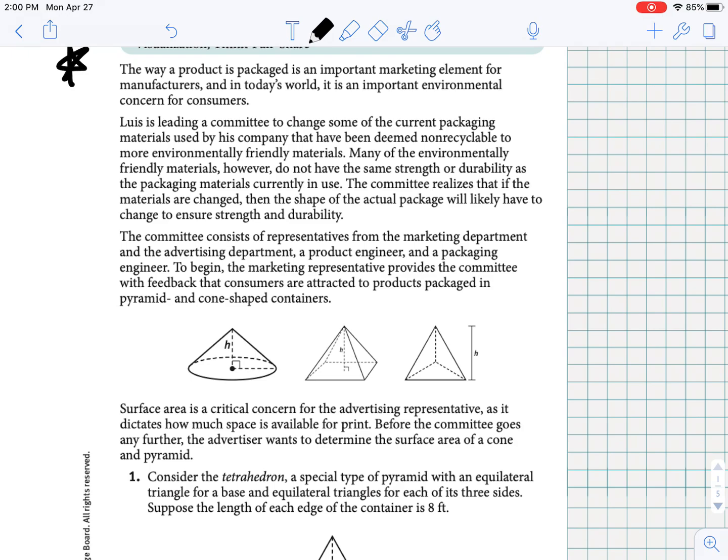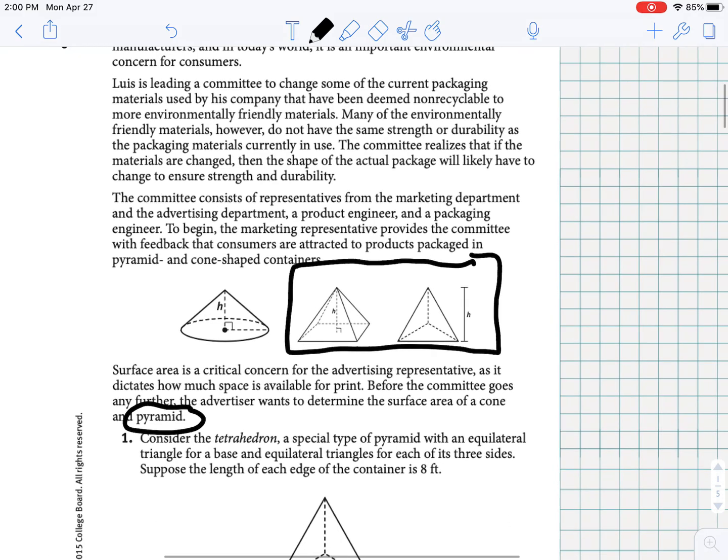To begin, the marketing representative provides the committee with feedback that consumers are attracted to products that are packaged in pyramid or cone-shaped containers. Surface area is a critical concern for the advertising representative as it dictates how much space is available for print. Before the committee goes any further, the advertiser wants to determine the surface area of a cone and a pyramid. Now keep in mind, today we are really only going to be focusing on the pyramid, so we're going to be looking at finding surface area of objects similar to this.